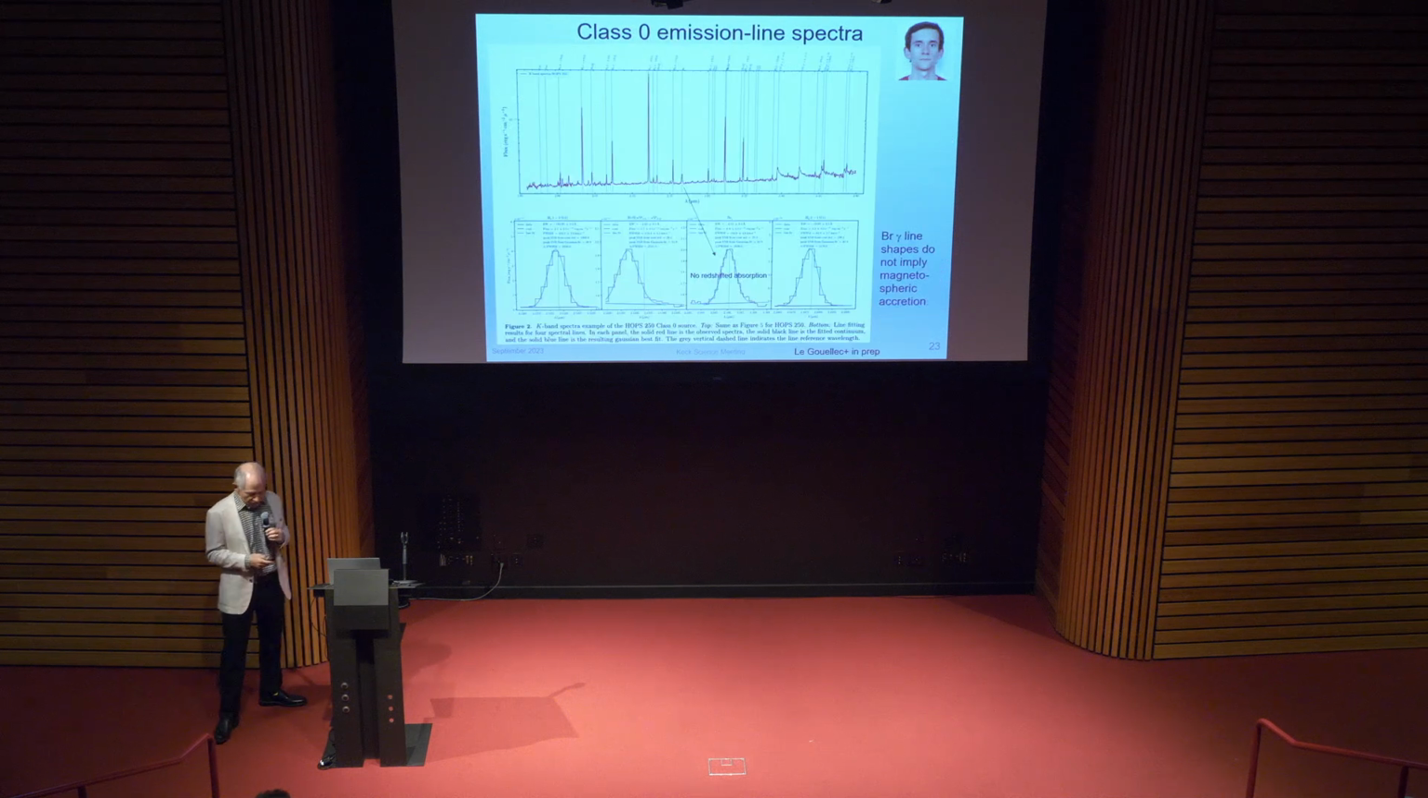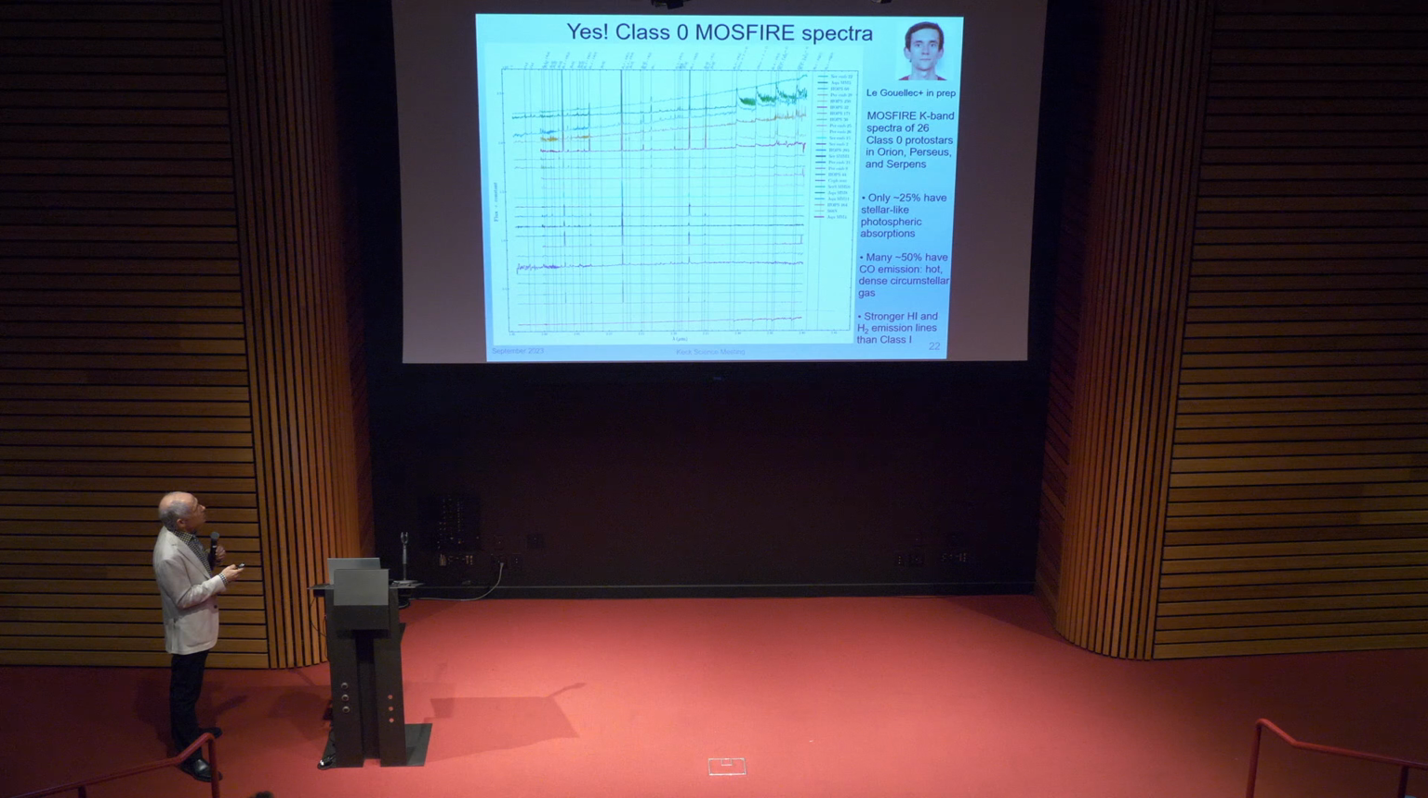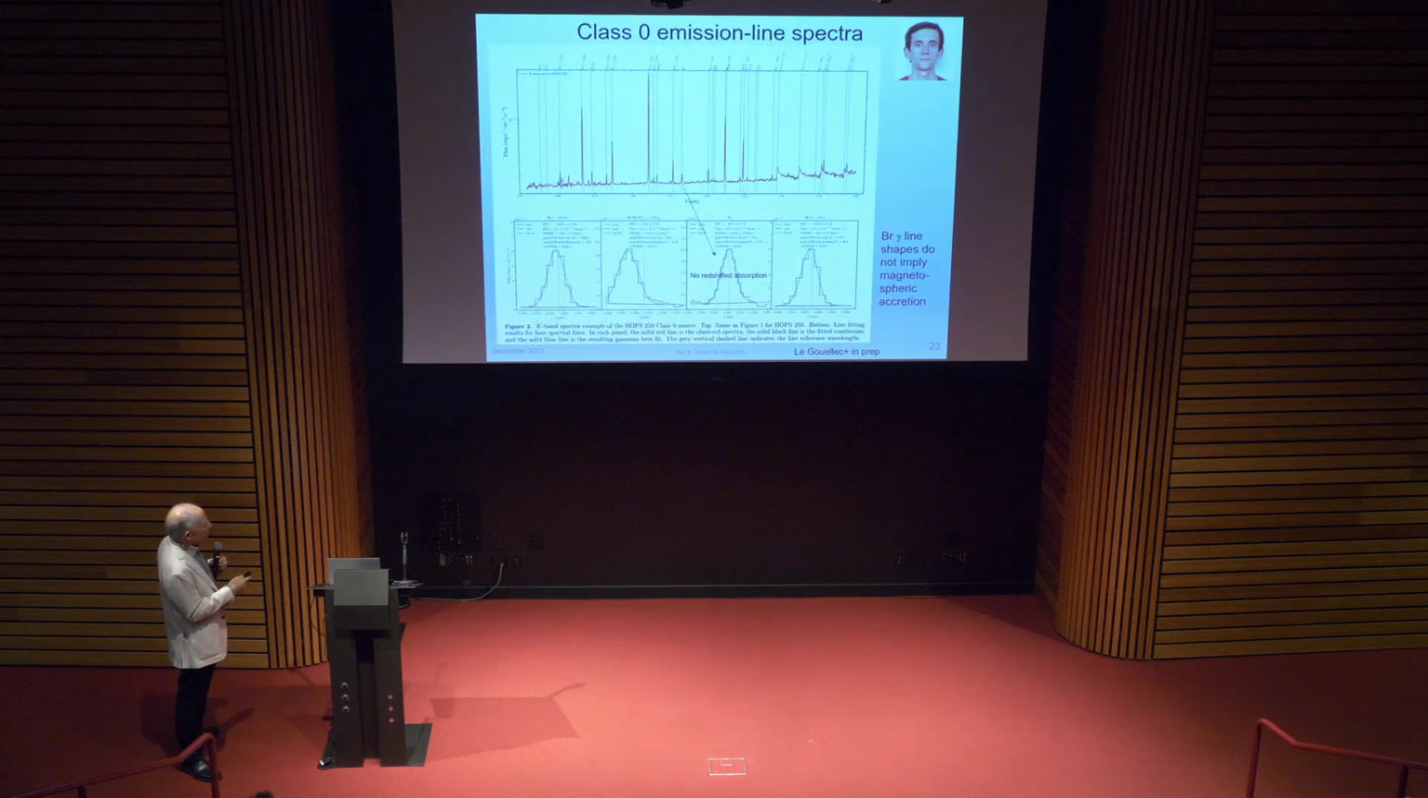This is taking apart one of those spectra of one of these objects. Beautiful MOSFIRE spectra. I should say that just about all but one of these spectra are MOSFIRE. I think one of these is NIRSpec, but MOSFIRE has been great. The spectral resolution isn't great, but it's good enough to resolve the lines. So this is the Brackett gamma line, this hydrogen line.